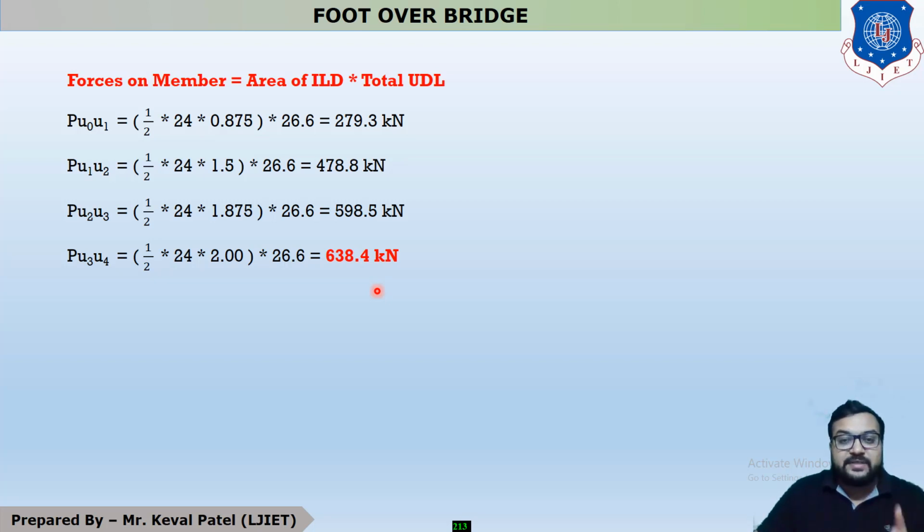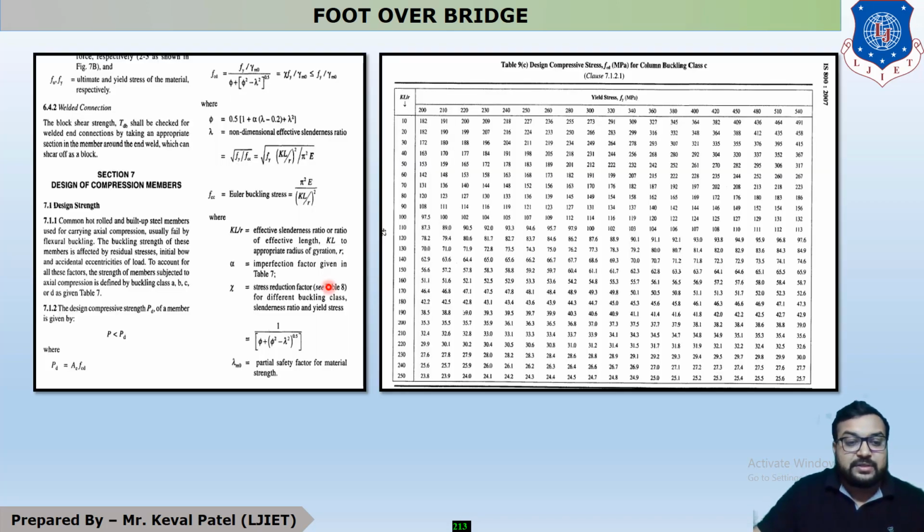So whenever you have to design a compression member, you have to refer to page number 34. On page number 34, the equation is given as PD = AE × FCD. Now, what is PD? PD means design compressive force. AE means effective area, and FCD means design compressive stress.